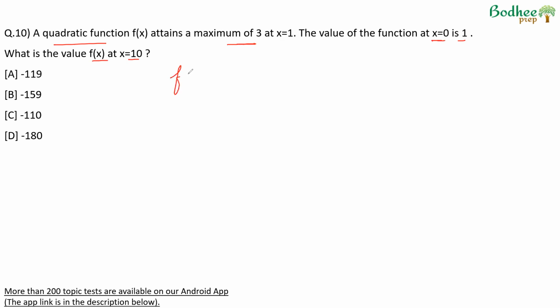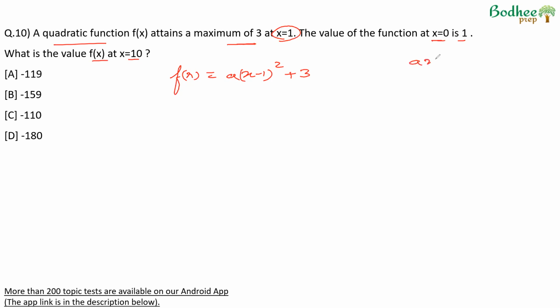If the function attains a maximum of 3 at 1, we can say the function will be of the format a into (x minus 1) whole square plus 3 attains a maximum. So what happens is when x is 1, this first term becomes 0 and we get the value of 3. Why do we write a here?